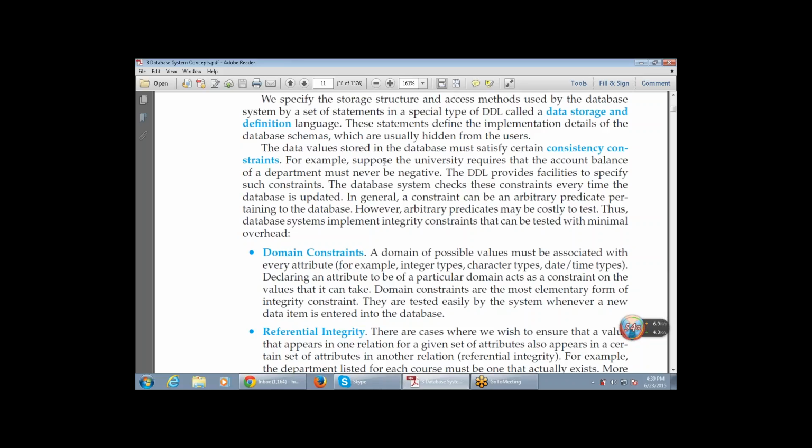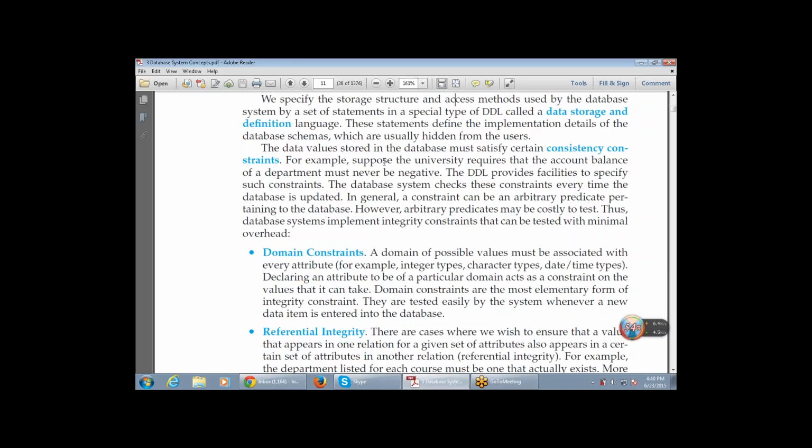So one of the constraints is the domain constraint, by which we can test the system whenever a new item is entered into the database. Whenever a new item is entered in a domain, we can check the item by using the domain constraint.